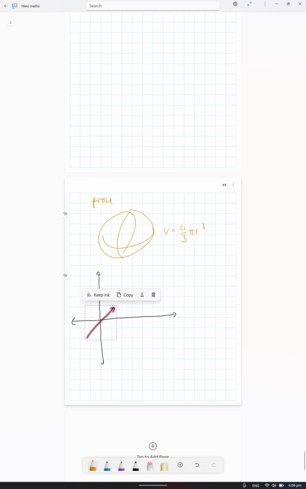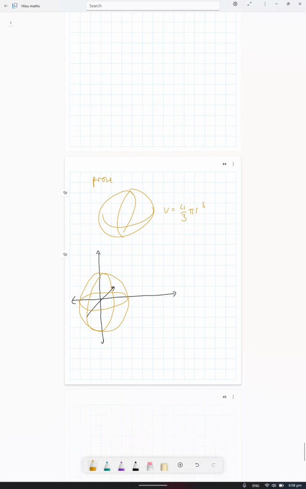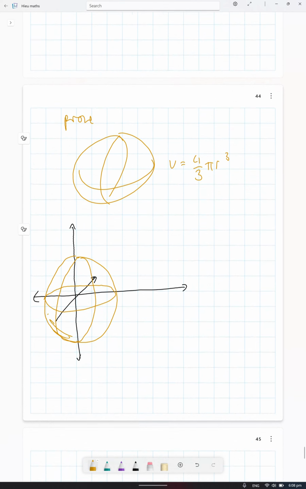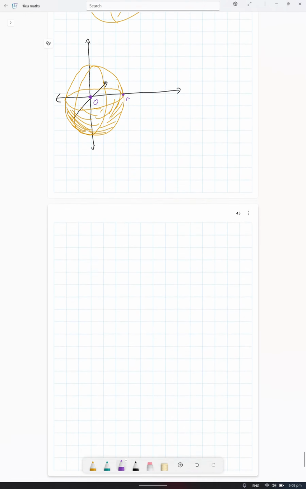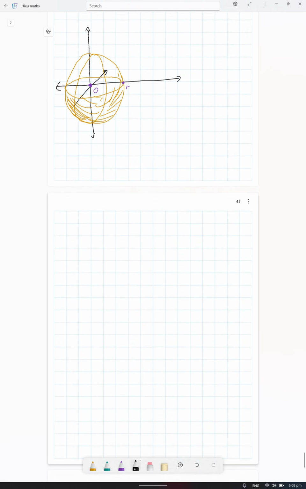I'm going to lay it out like this, and this center point goes through here. And maybe I'll shade in the bottom just so you guys can see. Okay, does that make sense? And this point here is going to be our origin, so that's 0. And this point here is going to be the radius. So I'm going to show you how we're going to split it, right?